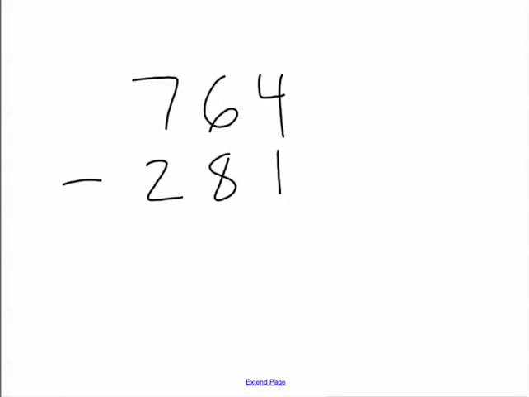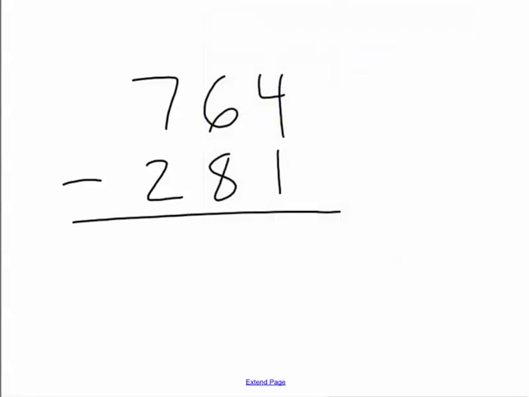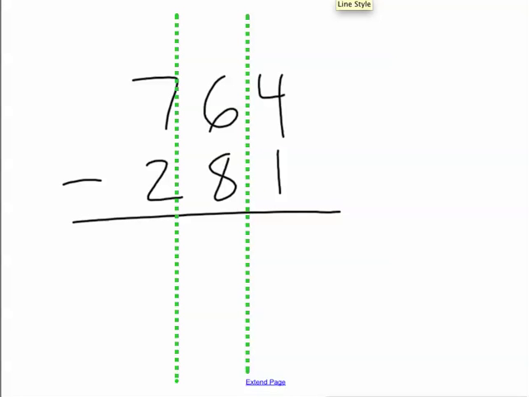Another example would be if we subtracted 764 minus 281. And again, a huge help to solve using the trade first subtraction algorithm is to create columns. So we create columns separating our ones, tens, and hundreds columns. And the first thing we do is we always trade first.